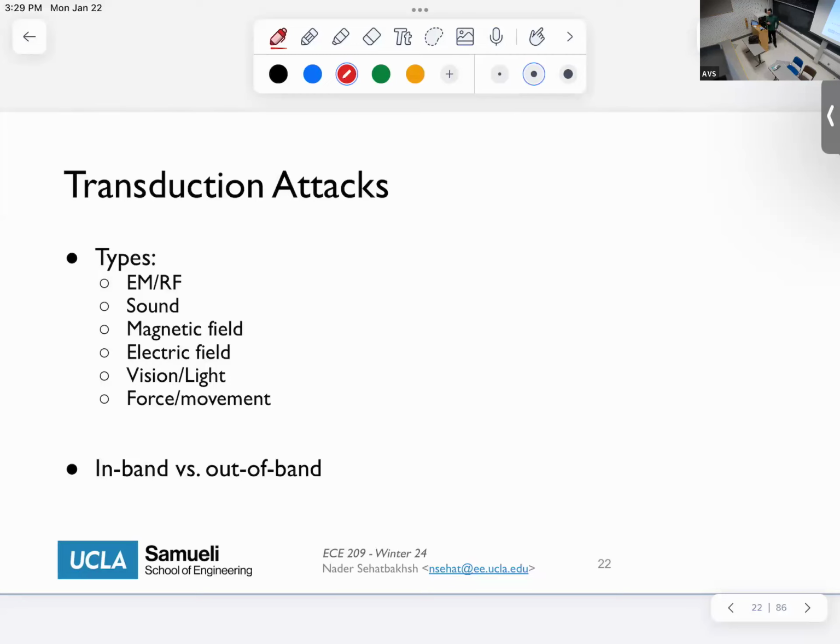An important thing about transduction attacks is this notion of what we call in-band versus out-of-band. In-band versus out-of-band is this: any sensor has an operating range and operating modality. So for example, you have a camera, it only sees visible light. It doesn't see infrared, it doesn't see ultraviolet, it doesn't see any other range of light. So in-band means that, for example, if you have a camera and the attack happens during that operation range, that's the in-band attack.